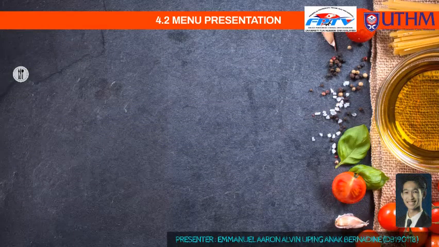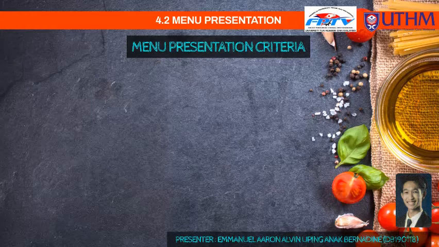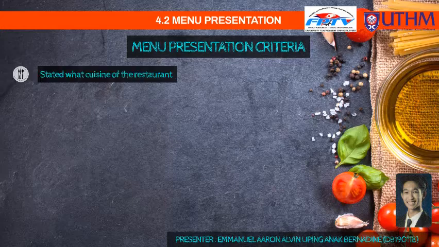4.2 Menu Presentation. What is the menu presentation criteria? Menu presentation is important because it shows or reflects the image of the restaurant. The main points or criteria that is needed in the menu are: menu should state what cuisine the restaurant offers. If the restaurant offers Western cuisine, then we already know from the menu itself.